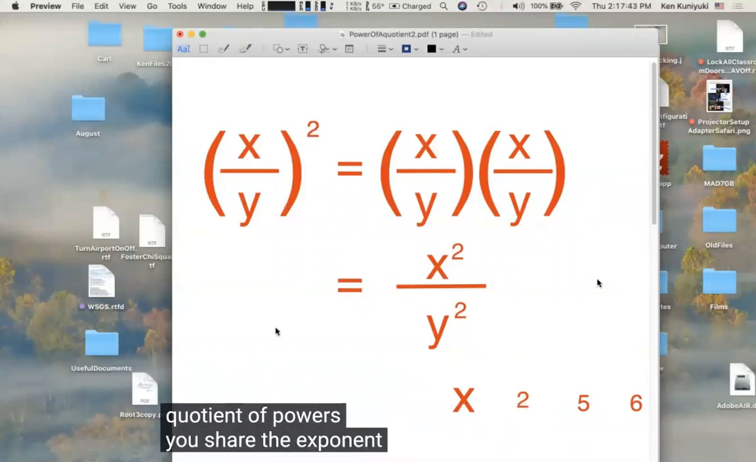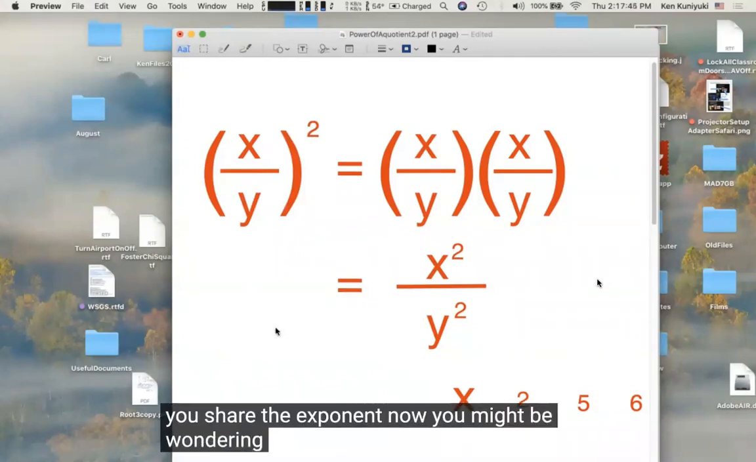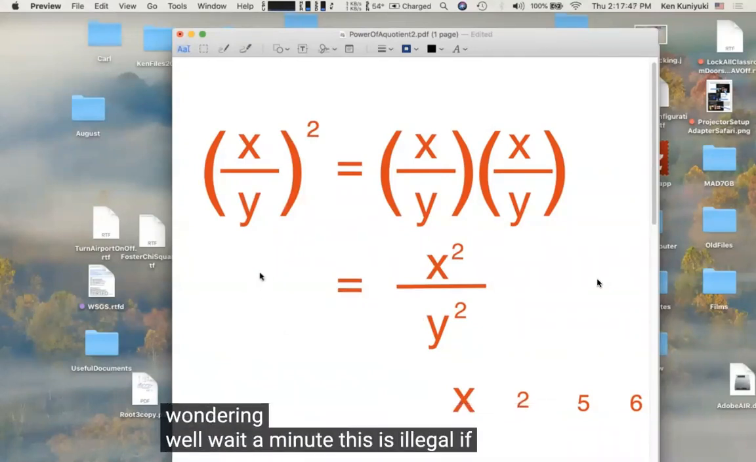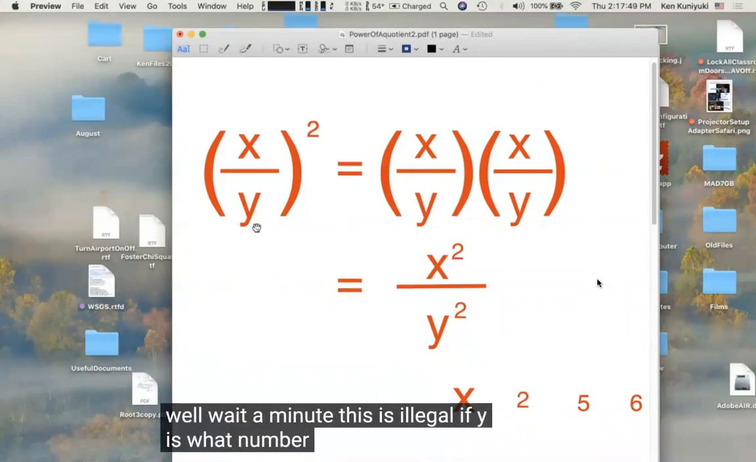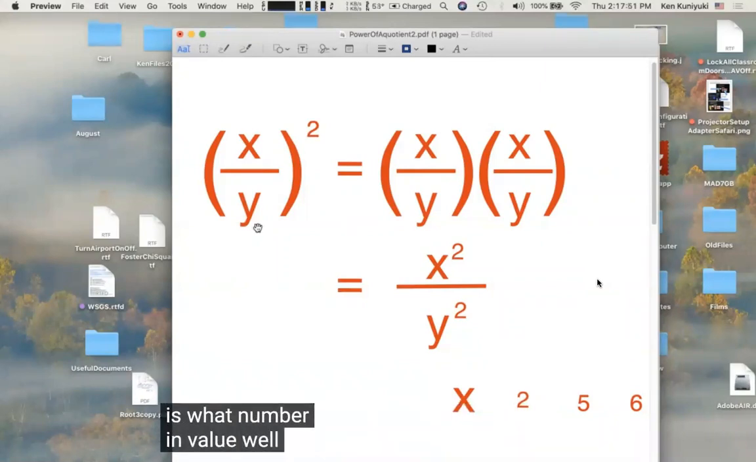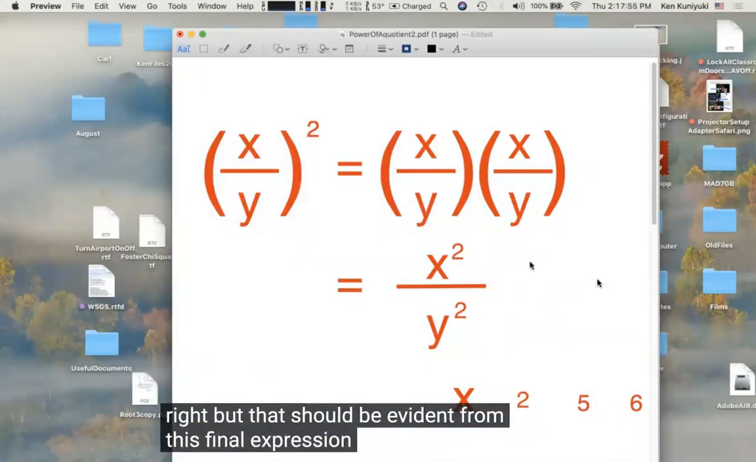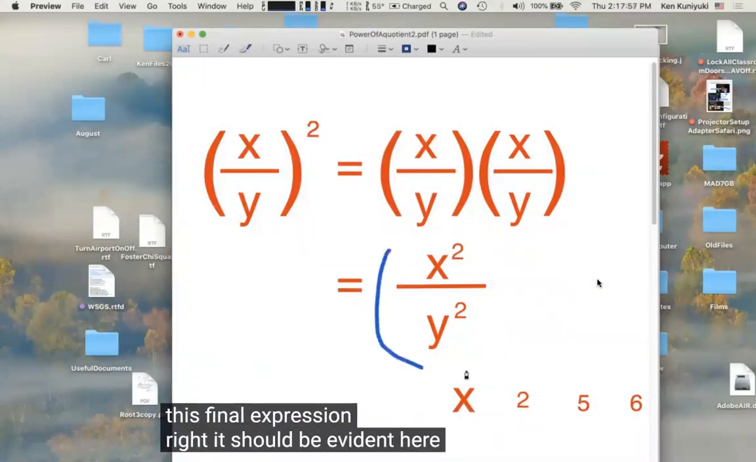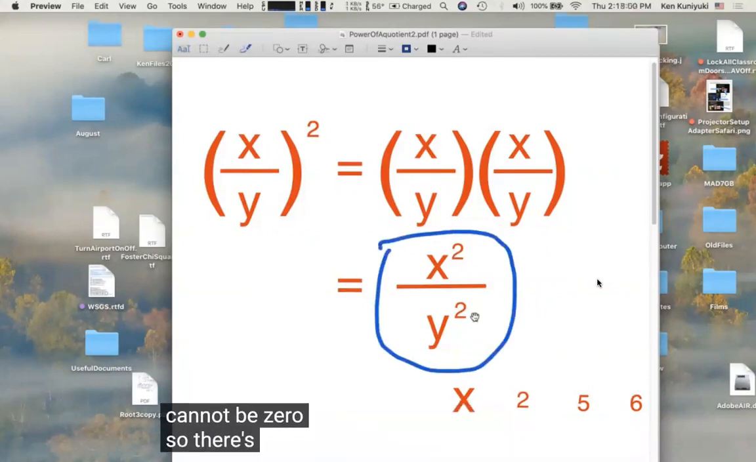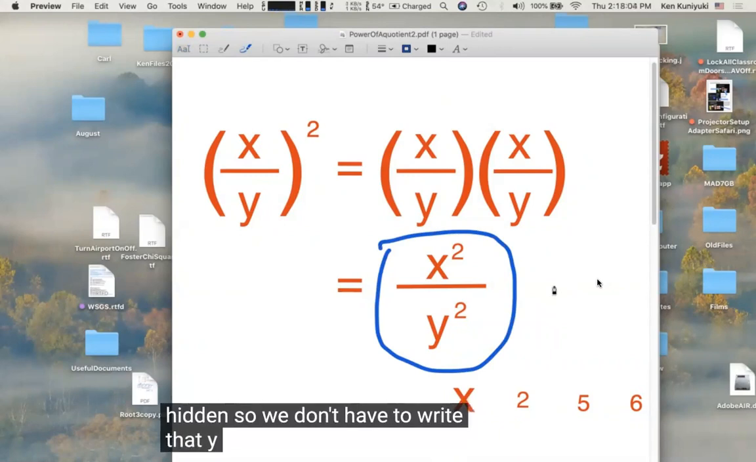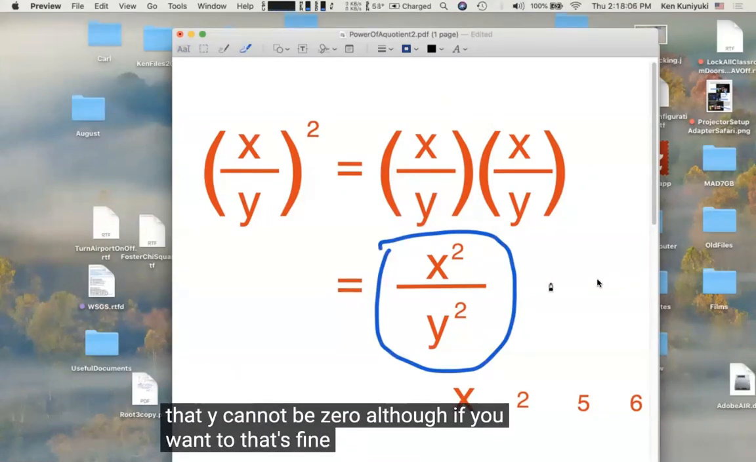You share the exponent. Now you might be wondering, well, wait a minute. This is illegal if y is what number in value? Well, y cannot be 0, right? But that should be evident from this final expression, right? It should be evident here that y cannot be 0. So there is a restriction, but it's not hidden. So we don't have to write that y cannot be 0. Although if you want to, that's fine.